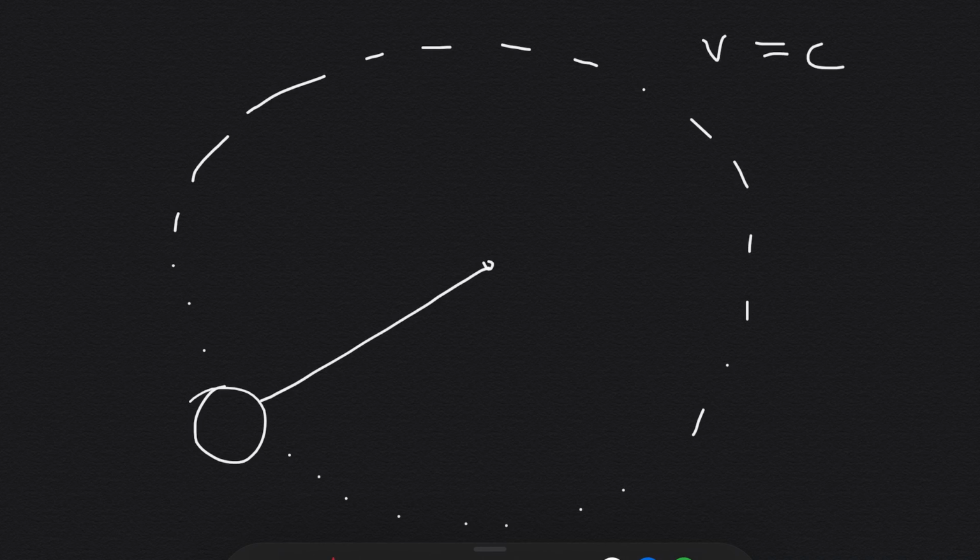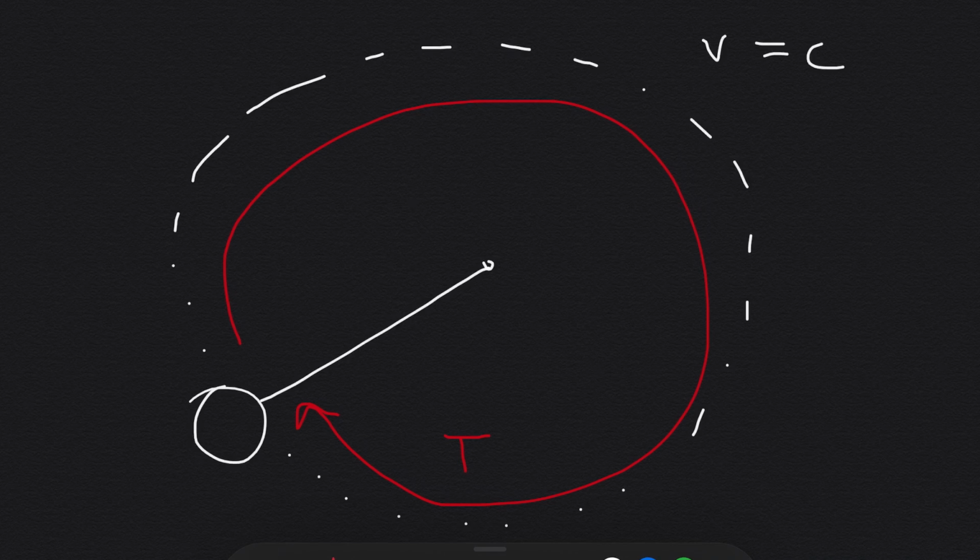How much time is it going to take for this bob to go through one entire path, one entire circle, one entire revolution? How much time does that take? We call that the time period. It's denoted by a capital T. Well, it's very simple to solve for this.